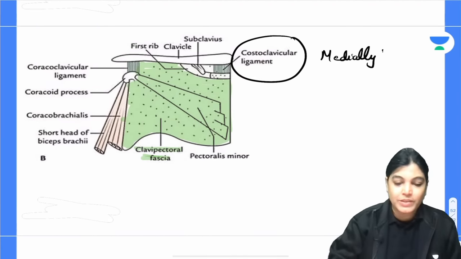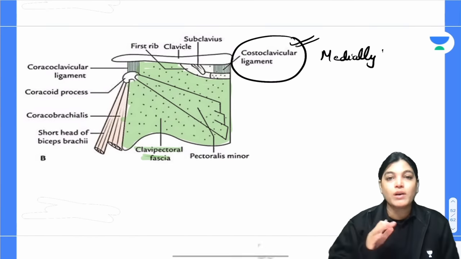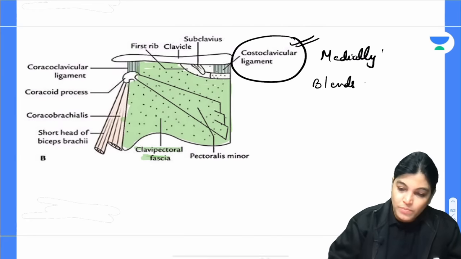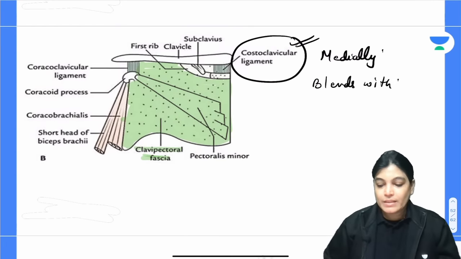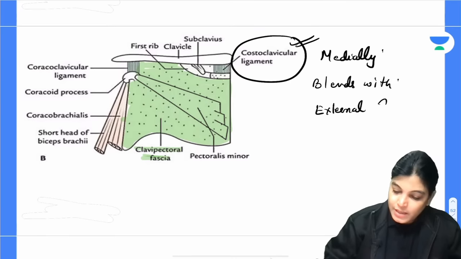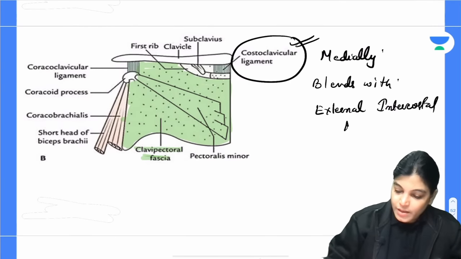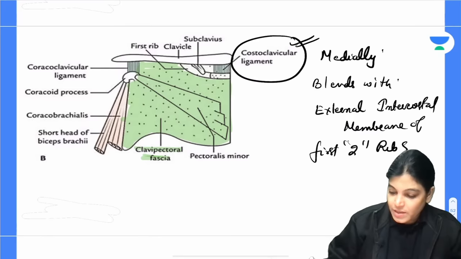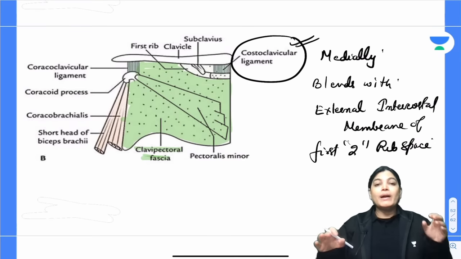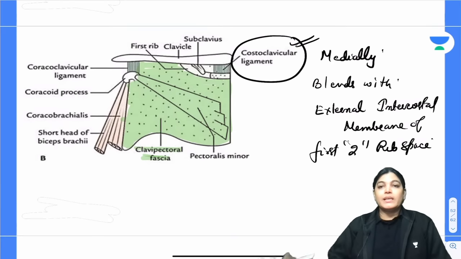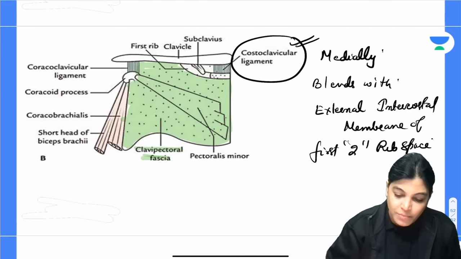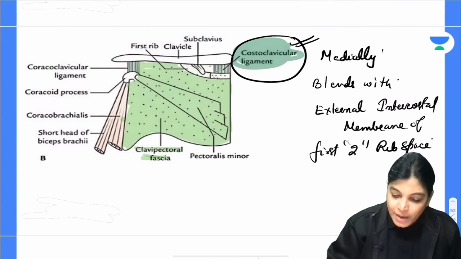Medially, the clavipectoral fascia is merging with the costoclavicular ligament. It also blends with the external intercostal membrane of the first two rib spaces. Thorax class has not been done, but in between the ribs we have the intercostal space. In the first two intercostal spaces, there is an external intercostal membrane. So on the medial aspect, it is merging with the costoclavicular ligament and the external intercostal membrane of the first two intercostal spaces.